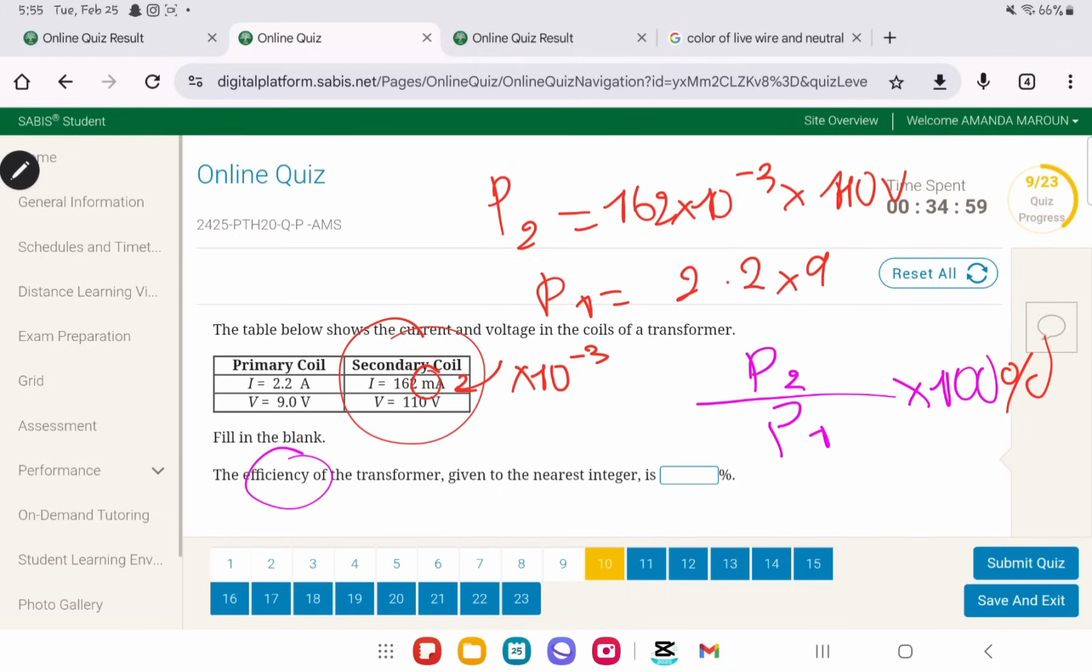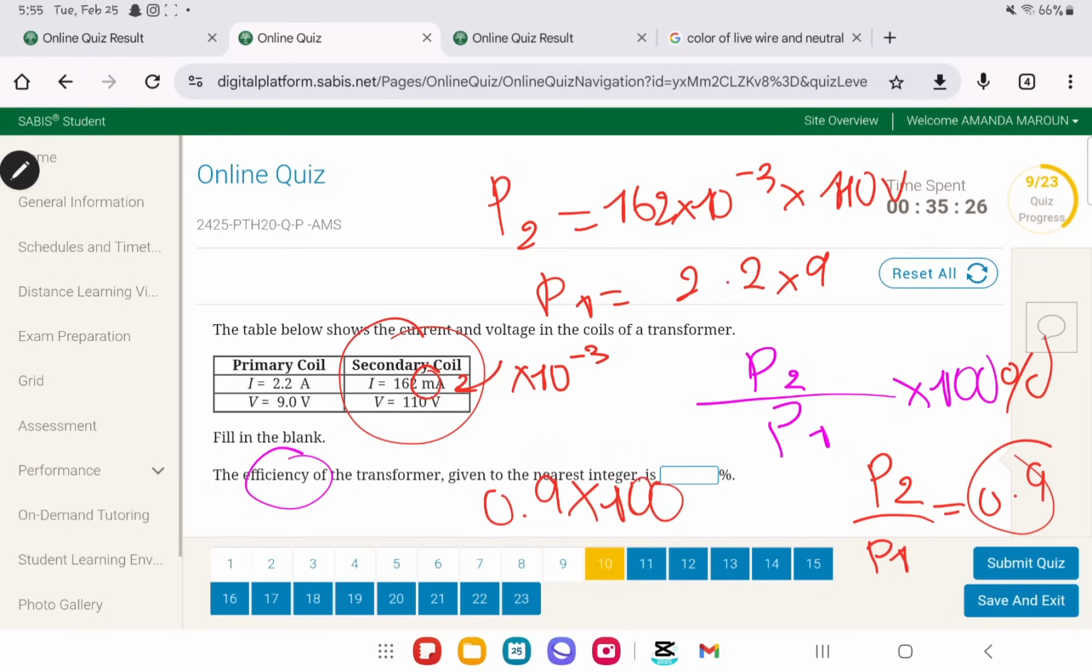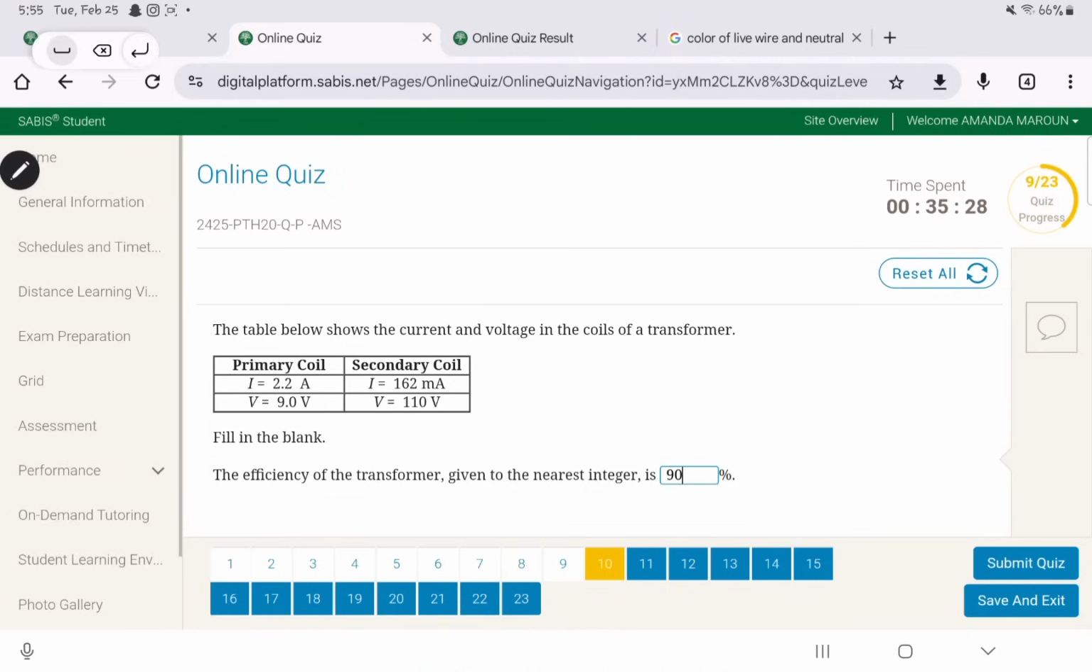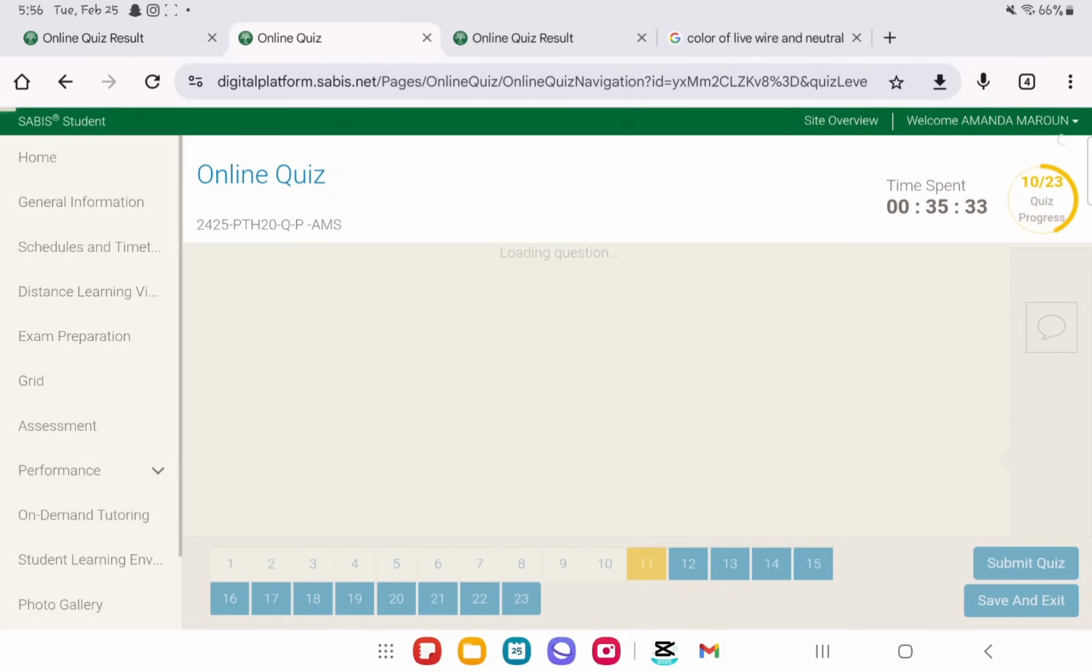Put it on the calculator. 162 times 10 to the power of minus 3 times 110, over 2.2 times 9, and you're going to have power 2 over power 1, and you will get 0.9. But we do not stop here. We do 0.9 times 100%, and you then get 90%. Okay, this is it for this question. We will move on to question number 11.